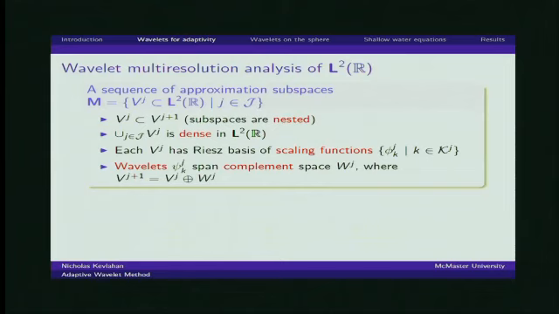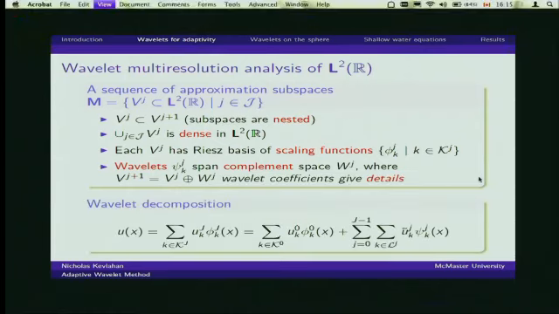Scaling functions give you a smooth basis at a particular level of resolution. The wavelets span the complement, the orthogonal complement. In other words, they give you the detail when you move from a finer approximation subspace to a coarser space. And by measuring the detail, you decide whether you need to refine or not. In other words, that controls how you adapt your grid.